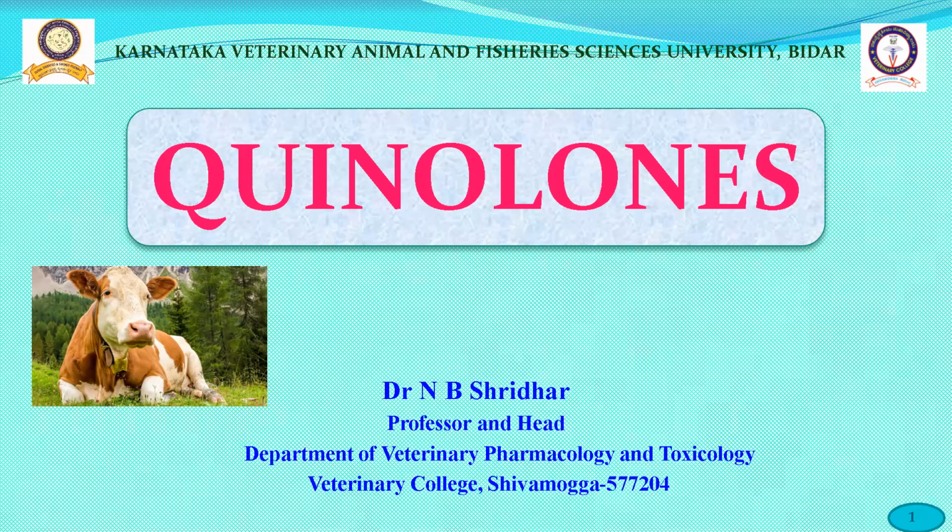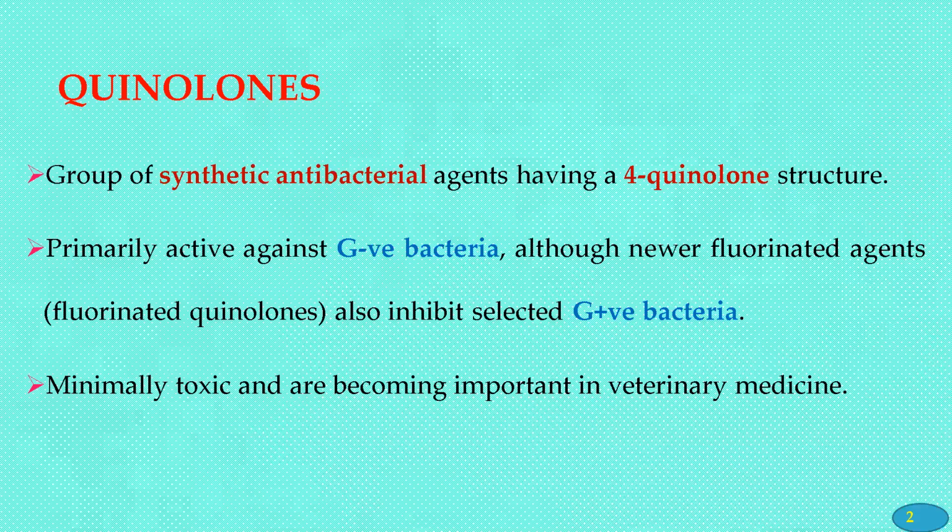And cost-wise also, when compared to other drugs like the cephalosporins, etc., these drugs are very, very cheap, and they are also very effective at the same time. Hence, the quinolones are a group of synthetic antibacterial agents. They have a 4-quinolone structure and are primarily active against gram-negative bacteria, whereas the penicillins are effective against gram-positive bacteria. So these drugs are active against gram-negative bacteria, but the newer fluorinated drugs like enrofloxacin, etc., also inhibit selected gram-positive bacteria.